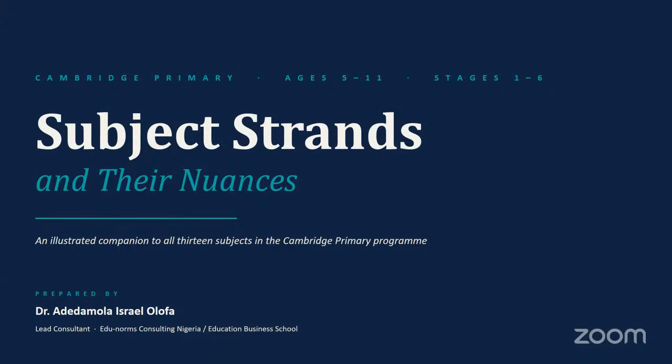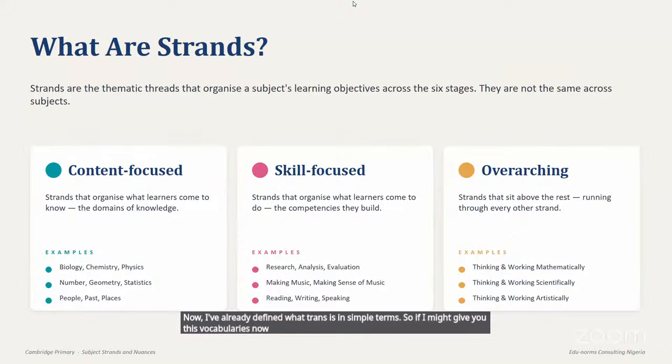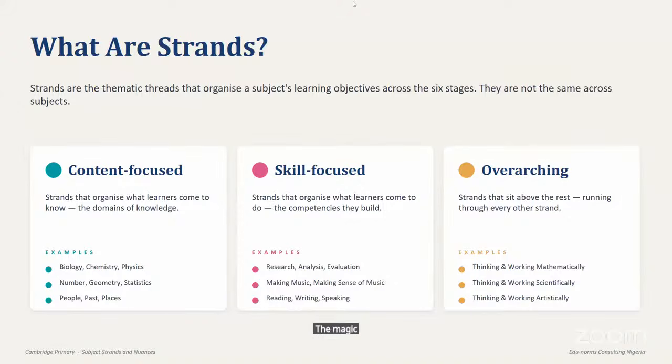Now, that is just the common way to explain strands. I've already defined what strands are in simple terms, so if I give you these vocabularies now, you will not see anything difficult at all. What are strands? Strands are thematic threads, themes, that organize a subject's learning objectives across stages or across aspects. I've already told us what nuances are, so I'll be talking about strands and nuances.